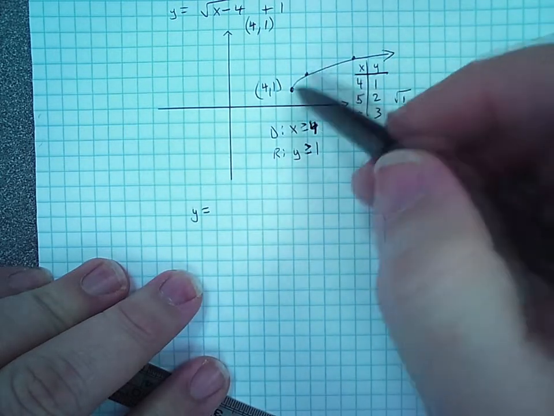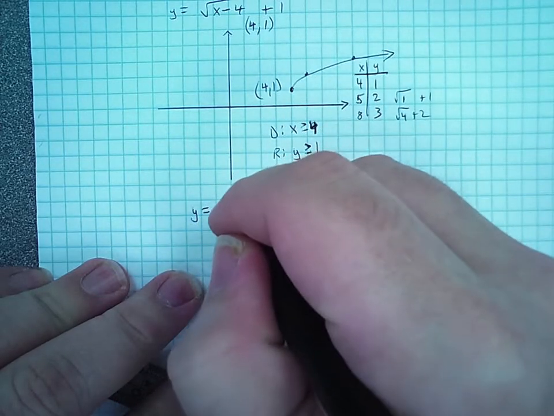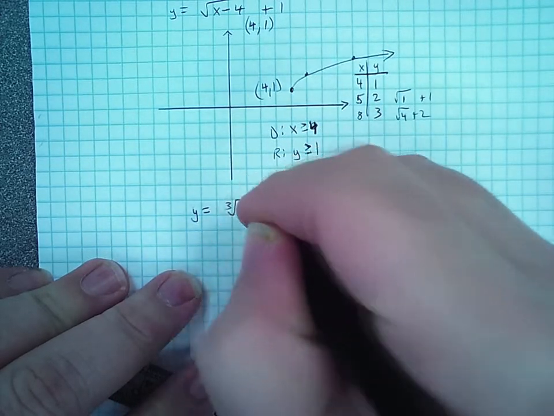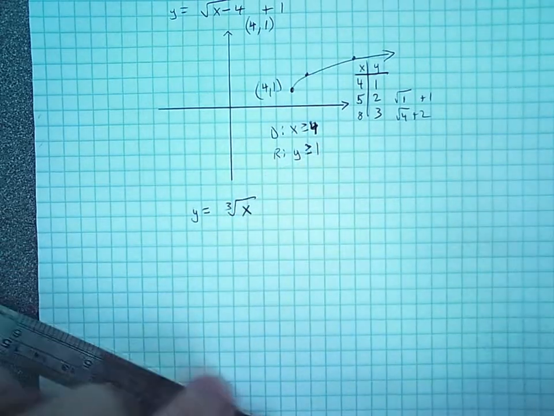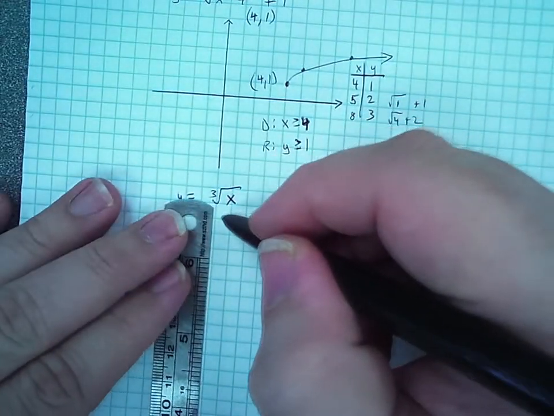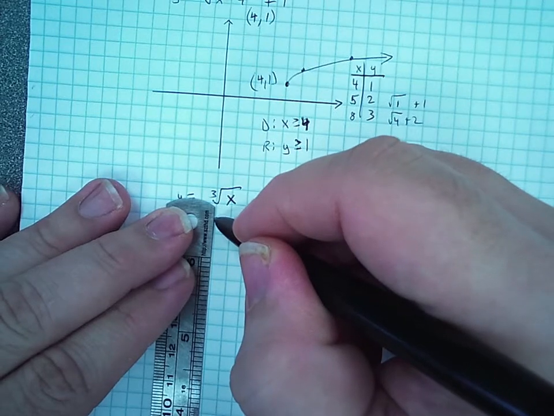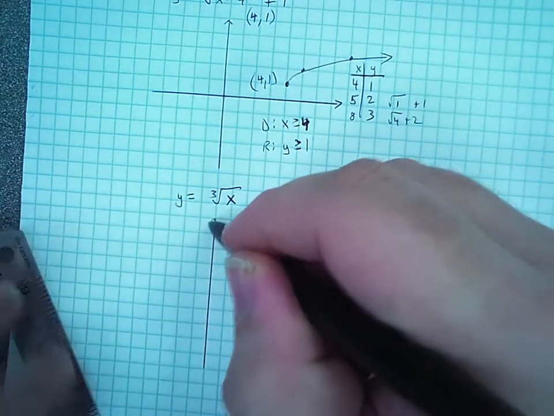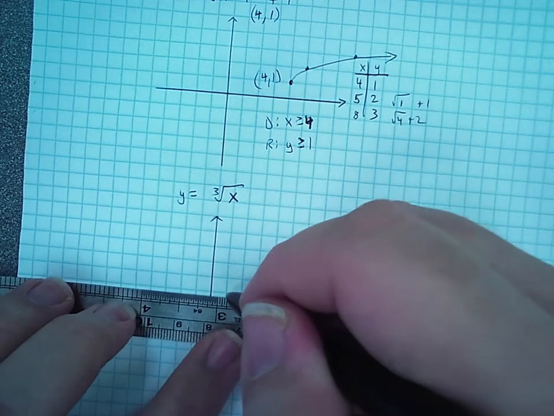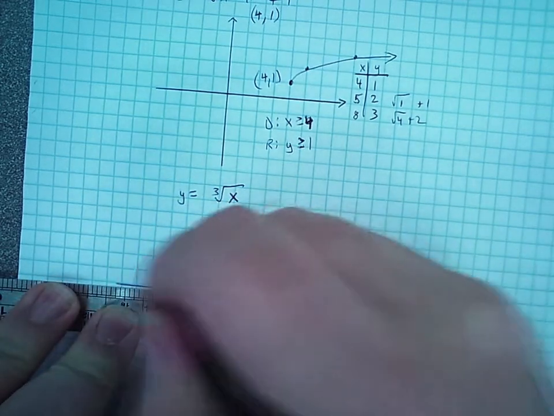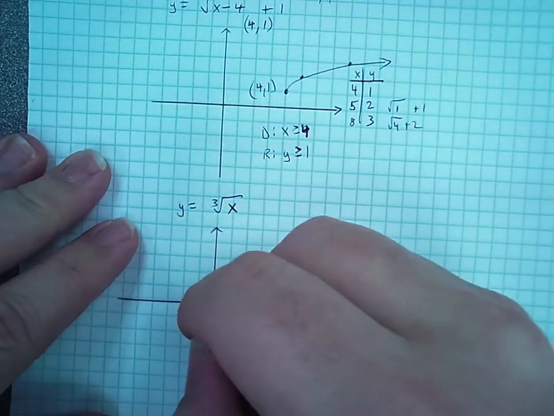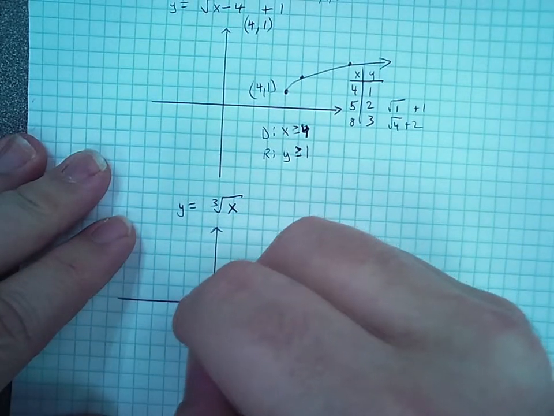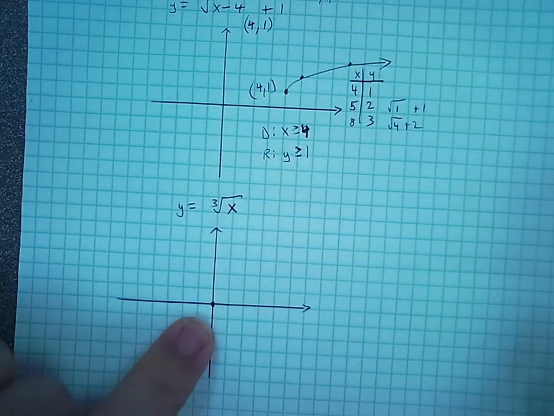I call it a vertex. You can also refer to it in cube root functions as a point of inflection, which is where the curvature of the graph changes. But I'll be referring to it as a vertex. So the basic cube root function has its vertex at 0, 0. There's nothing being added on the inside or on the outside. So 0, 0 is the vertex, the central point.